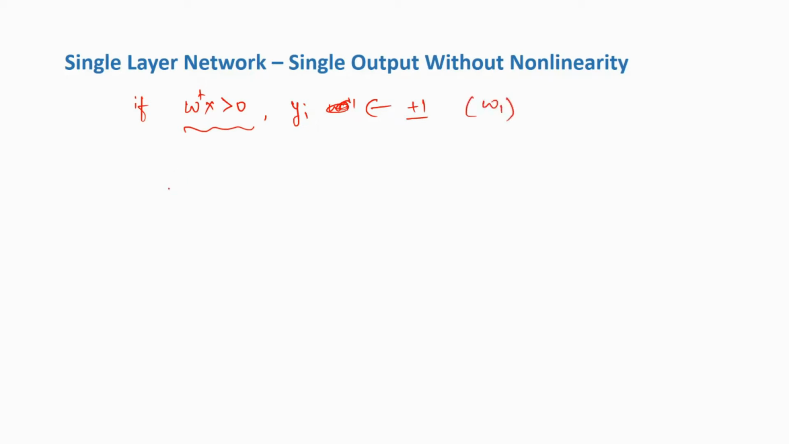Now, since we have the updated weight W equals W minus eta times the summation of i equals 1 to n of (yi minus y hat) times xi, suppose yi belongs to the positive plus 1 class but yi hat is negative. That means W transpose X should be greater than 0, correct or not? But it happens to be less than 0. It means it will be assigned to the negative class, but actually it should belong to the positive class.